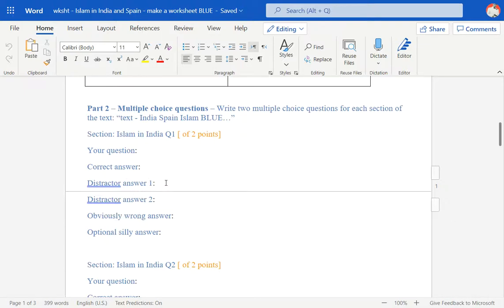So when teachers write multiple choice questions, they always choose some answers that seem plausible, like believable, like that might be right. Sometimes it's half right and half wrong. But basically you want a question that will distract, or an answer that will distract the person doing the worksheet or the test question.